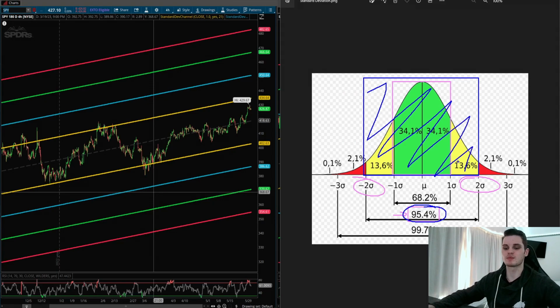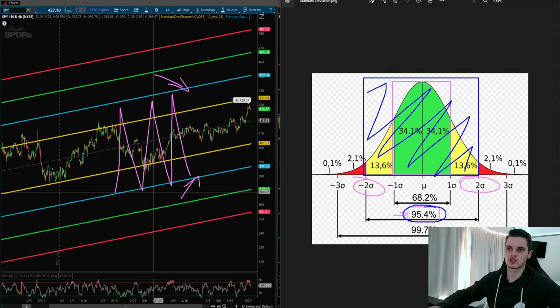So again, what does this mean from a chart perspective? This blue line here is our second deviation. So it means that 95.4% of data should trade within this line to this line. So again, now 95.4% of data should trade within this area here.